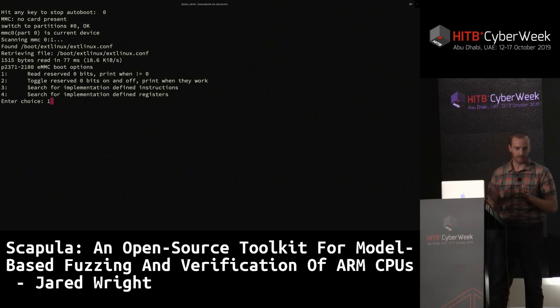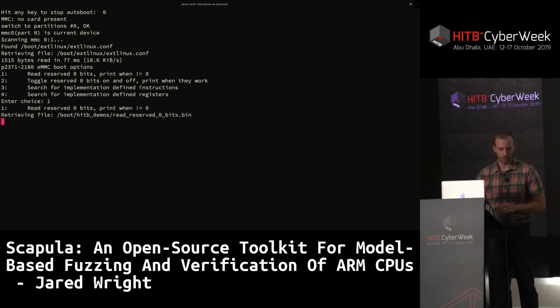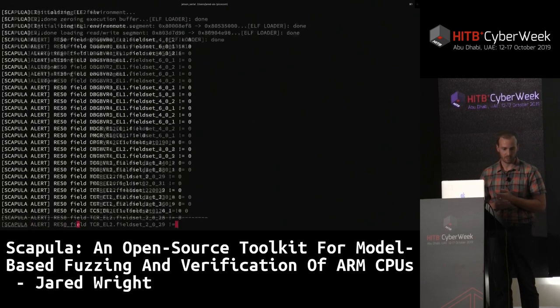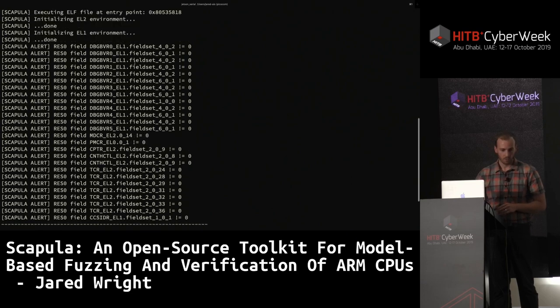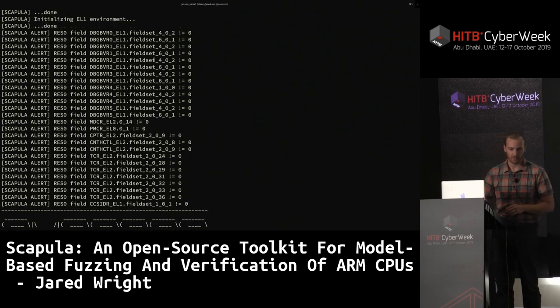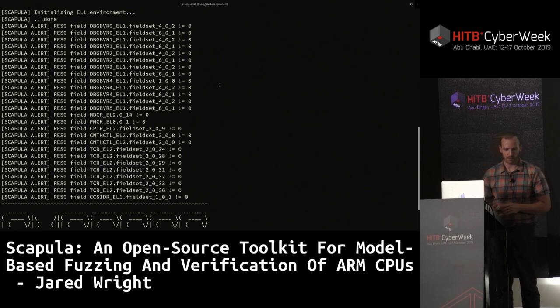Again, let's read the reserved zero bits and print out a message when they're not equal to zero. Let's see what happens here. It starts up, gives you a message, and we can see some results. Scroll a little. As we can see, there are quite a few places where the manual marked some things as reserved zero, but they didn't actually give the value of zero back.